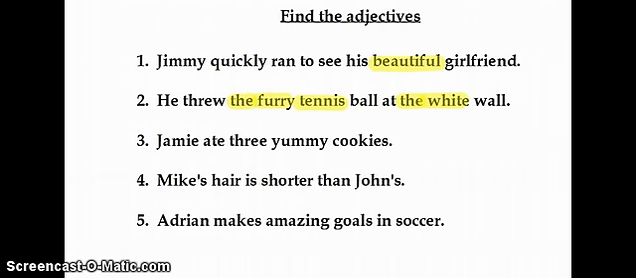Number 3, Jamie ate 3 yummy cookies. Words describing cookies. 3 tells you how many there are. Yummy is telling you what they tasted like. 3 and yummy are both adjectives. Number 4, Mike's hair is shorter than John's. Only one here, and it's comparing Mike and John, and it's shorter. Number 5, Adrian makes amazing goals in soccer. What type of goals does he make? He makes amazing goals. So those are the adjectives in these 5 sentences.